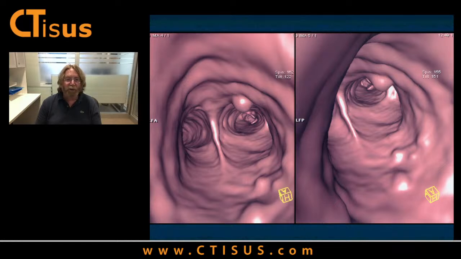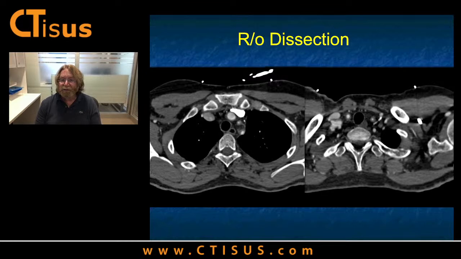Okay, let's keep going. What about this case? Rule out dissection, which means it's not a dissection when I say it that way, but look at the patient's left subclavian artery and left carotid. Look how narrowed the vessels are. But not only are they narrowed, but there's soft tissue thickening around the vessel.